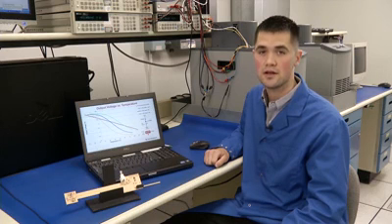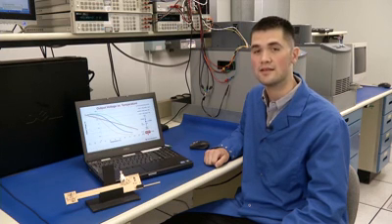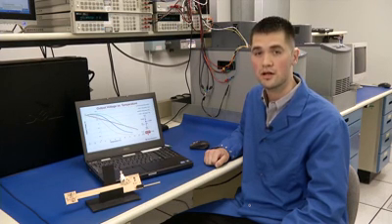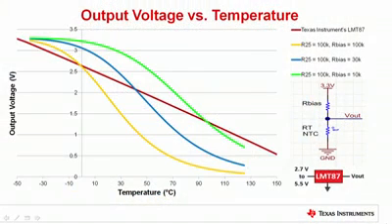Let's first start by comparing the output voltage versus temperature curves for both an analog temp sensor and an NTC thermistor. This is important when interfacing with an ADC because you want to make sure that the ADC can detect a change in temperature. Let me show you what I mean.